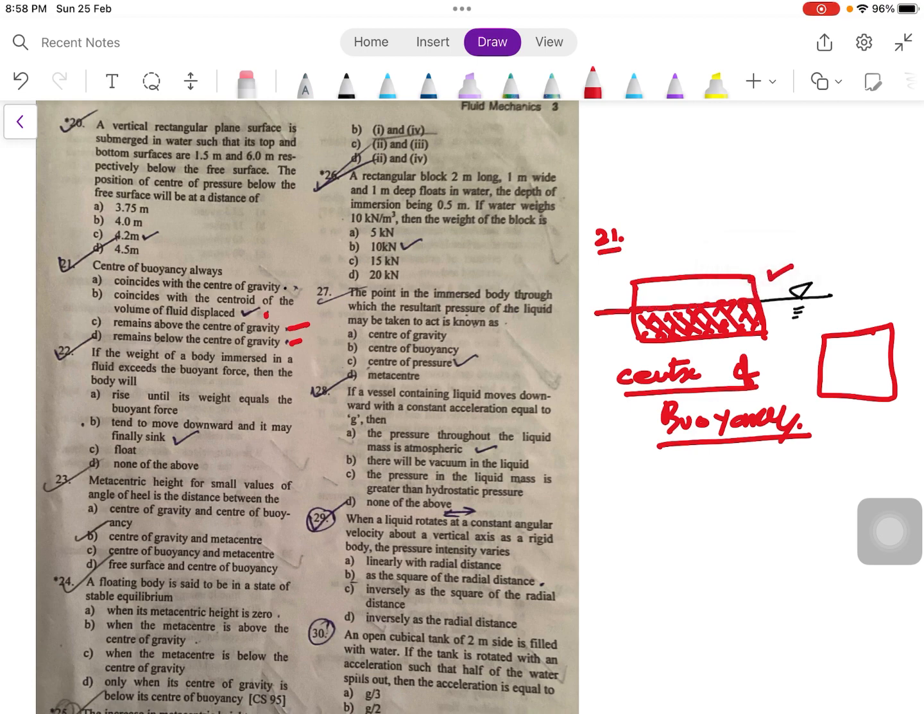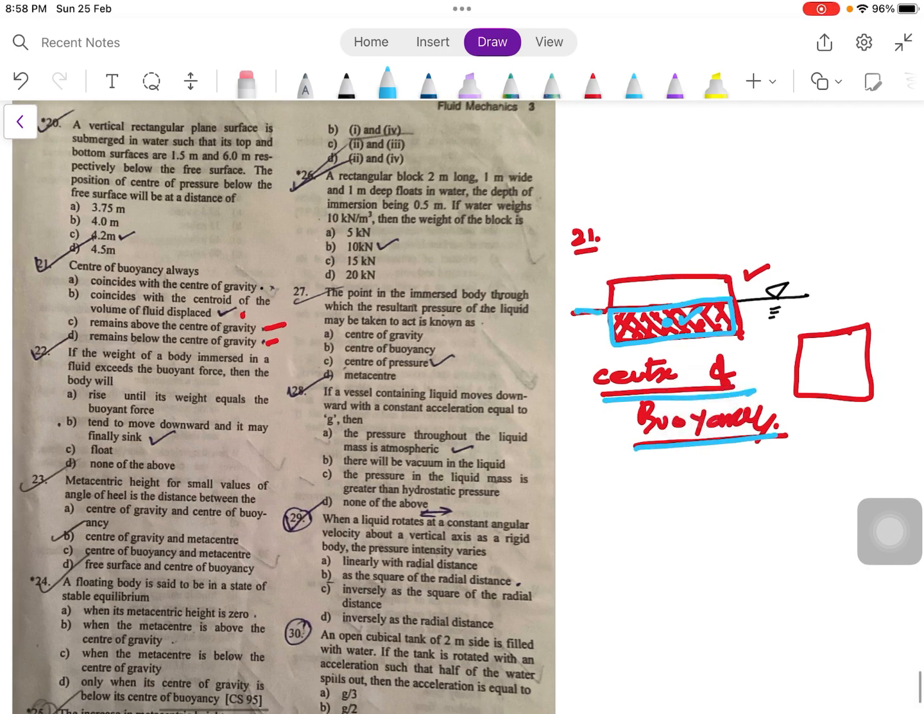All right, so in this case, the portion I'm running my pen over, the center of this portion, say, lies here. So the center of buoyancy lies at the center of the volume of the liquid displaced. Say we have a submerged body. In this case, the center of the volume displaced is the center of this figure. So this is the center of buoyancy. Let us now check out the options.